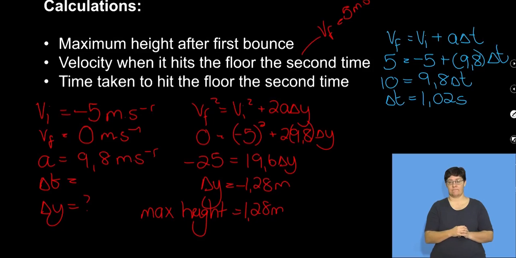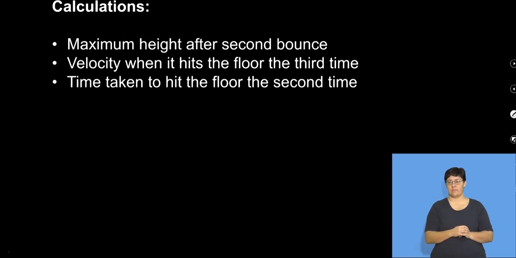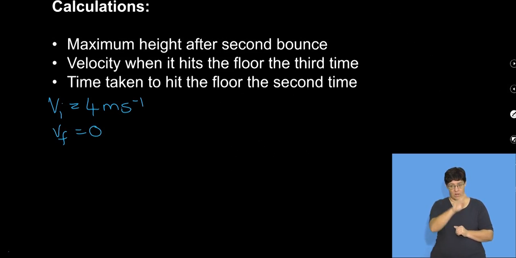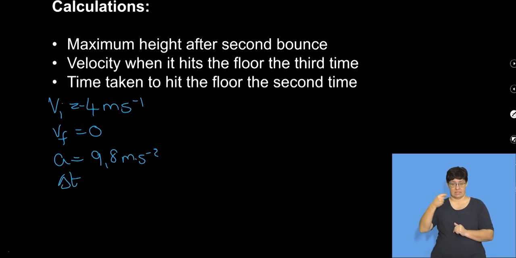So that's the second time it hits the ground, the first bounce. Then we get to, oh, it's over this side now. Okay, so now they want the maximum height after the second bounce. If we go back to what I gave you, the initial velocity of the second bounce was 4. Okay, we know Vf is 0. We know a, and actually that's minus 4 because it's going up. a is 9.8. And we want delta t. Eventually, we want delta y.